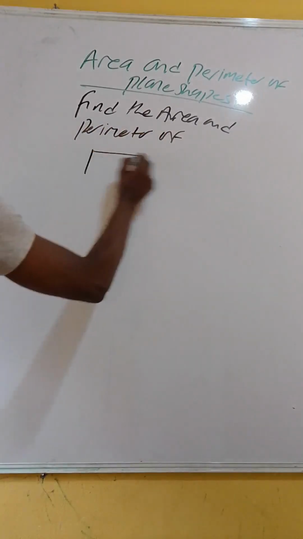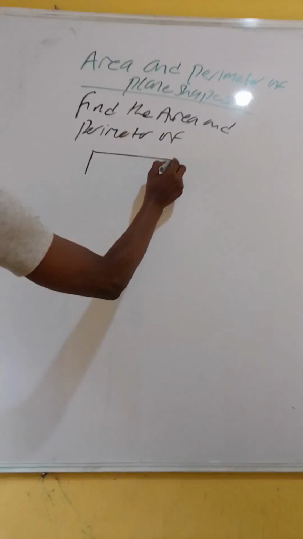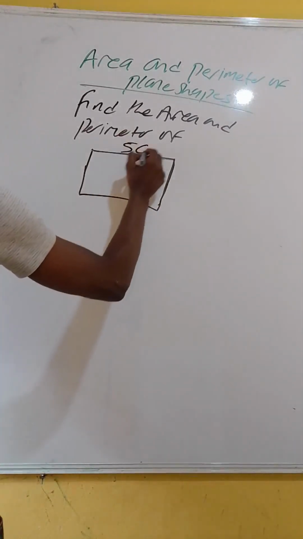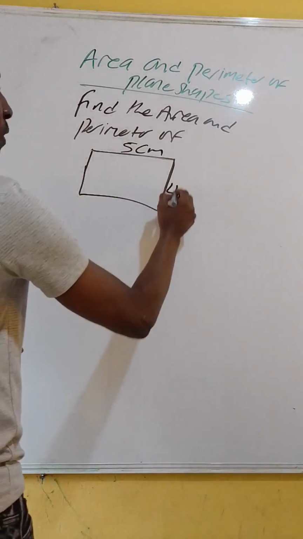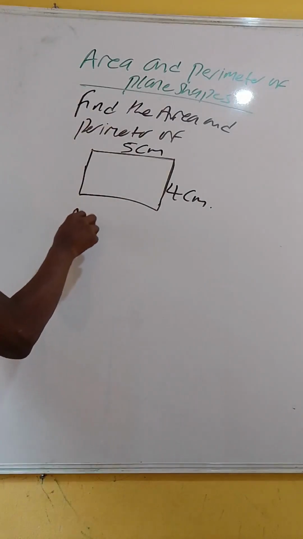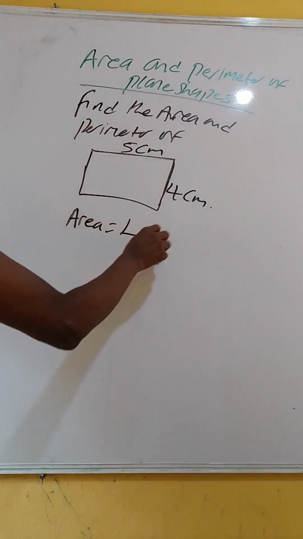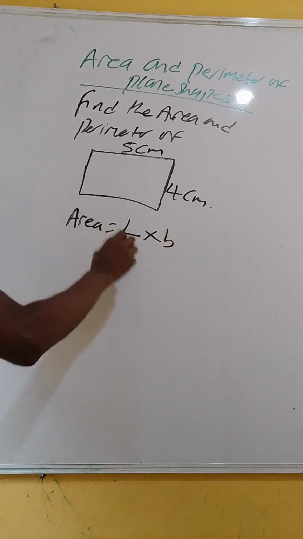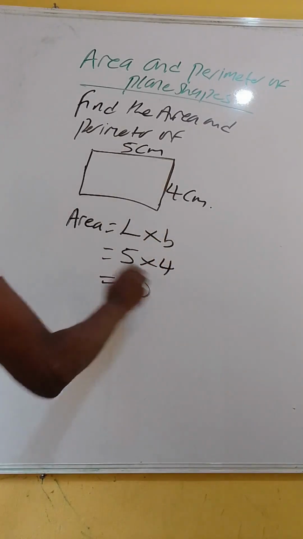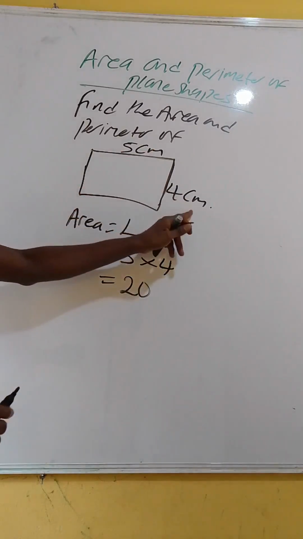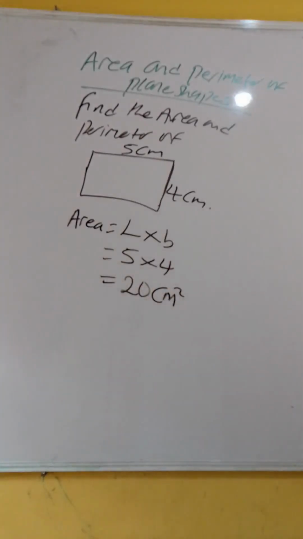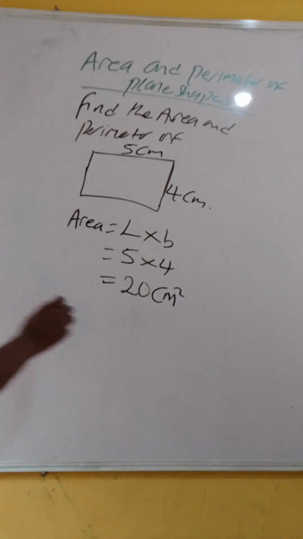So look at this rectangle. I've been asked to find the area of this rectangle. This is 5 centimeters and this is 4 centimeters. Like I just said, area will give us length times the breadth. 5 is the length, the width, which is the breadth, is 4, and that will give us 20. Now it is centimeters times centimeters. It will give us centimeter square, or square centimeters.